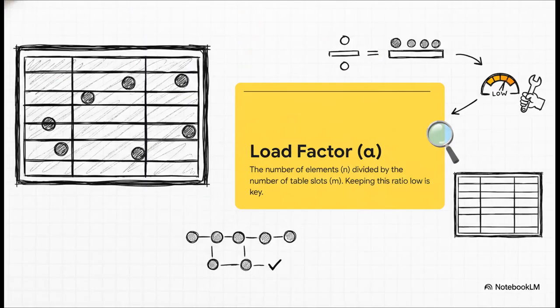Now, the secret to keeping it that fast is managing something called the load factor. It's just a simple ratio. How many items do you have divided by how many storage slots are available? As long as you keep this ratio low, say by automatically making the table bigger if it gets too full, you basically guarantee that those little collision chains stay short and your O(1) performance stays rock solid.